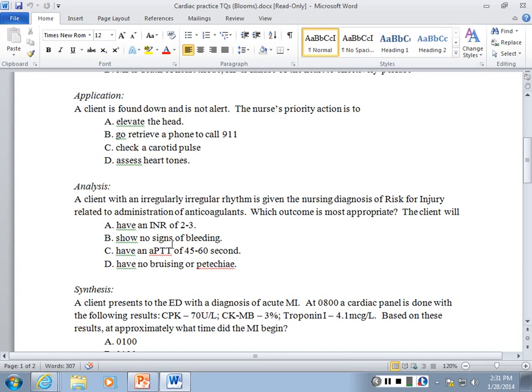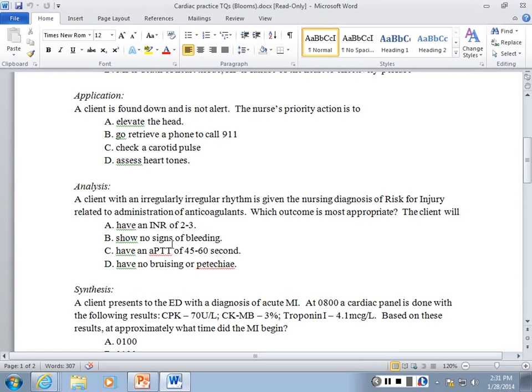So you're down to C and D. They both look pretty good, right? They both look maybe good, right? No? I'm just hoping to trick you more. So they're both assessments, right? Which one is the better assessment? C, to check the carotid pulse. We want to see if this patient has a pulse. It's most important.